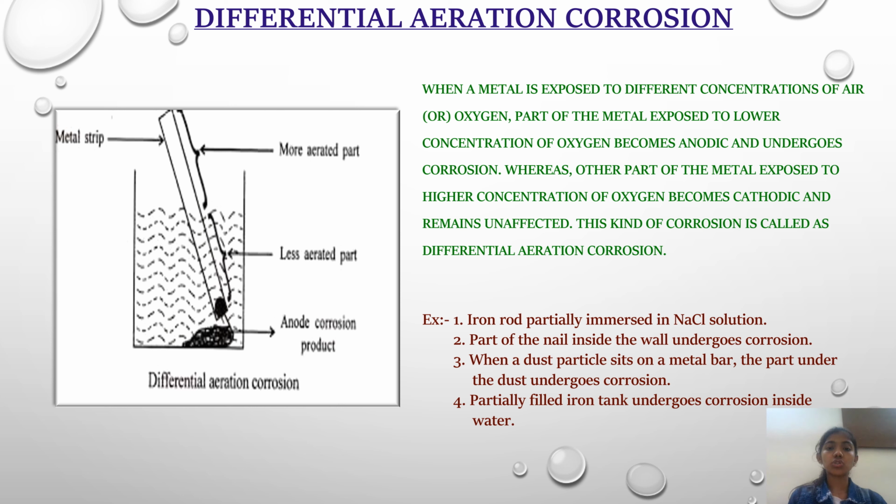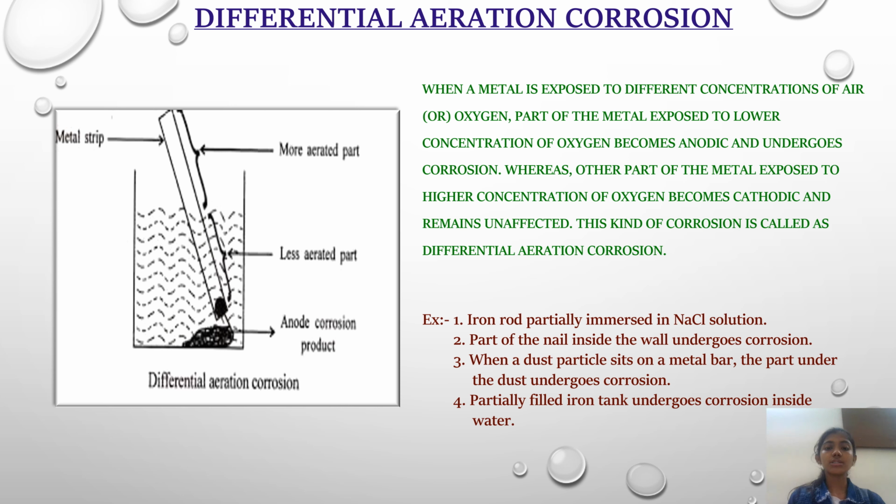Differential aeration corrosion. It occurs when a metal is exposed to different concentration of air or oxygen. Then the part of the metal exposed to lower concentration of oxygen becomes anodic and undergoes oxidation and gets corroded, whereas the other part of the metal exposed to higher concentration of oxygen becomes cathodic and undergoes reduction and remains unaffected from corrosion. This kind of corrosion is called differential aeration corrosion.